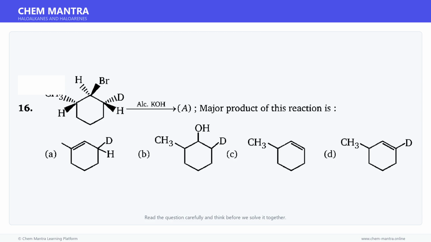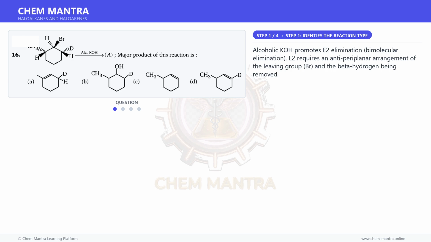Here is a question. Read it carefully and think about the answer. Let us solve it step by step. Let us begin solving this step by step. Alcoholic KOH promotes E2 elimination by molecular elimination. E2 requires an anti-periplanar arrangement of the leaving group, Br, and the beta hydrogen being removed.